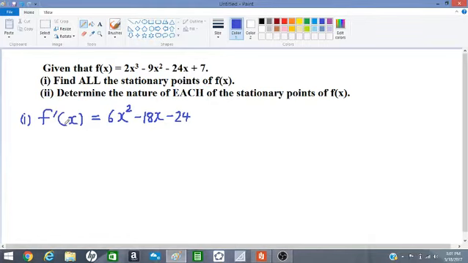So this is our first differential, 6x squared minus 18x minus 24, and at the stationary points, f prime x must be equal to 0. So we have to solve this equation. We will divide by 6 throughout. So we have x squared minus 3x minus 4 is equal to 0. Then we're going to factorize this quadratic expression here.